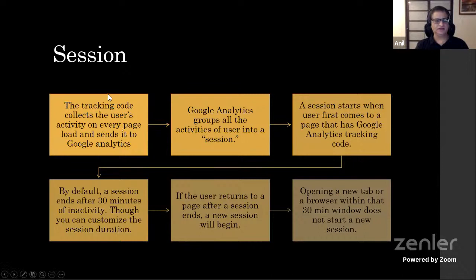So I just talked about this one. The tracking code collects the activity on every page. Google Analytics groups all these activities of users, and so that data is collected. Now, when Google is processing this data, you'll see sessions, right? Session count in Google is by collecting all the activities of a user into one grouping.